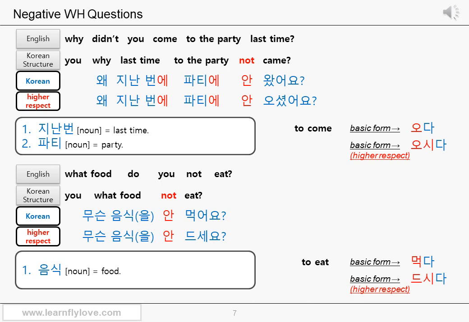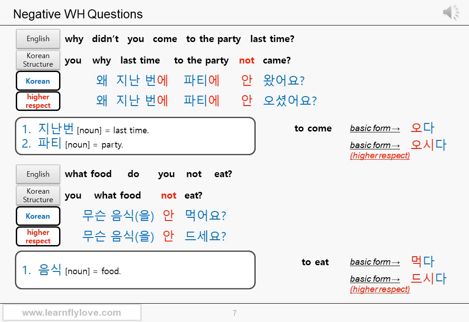It's too easy. What is the higher respect form of the sentence? Let's just turn the verb come into a higher respect form. 왜 지난번에 파티에 안 오셨어요? Perfect. Can you make a negative WH question using 지 않아요? Please try it yourself. It's a homework. I'll let you hear the sound of the sentence though.